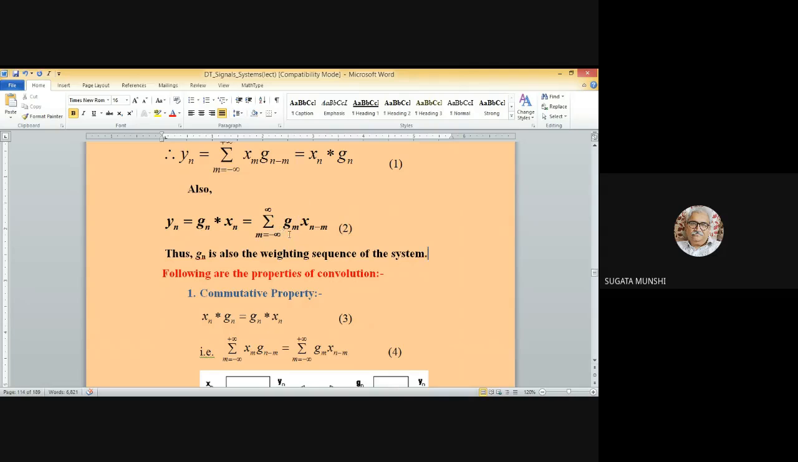And the weights are the samples of the impulse response. g[m] represents the sample of the impulse response. So these samples of the impulse response, g[m], for different values of m, serve as weights for these input samples. They are multiplied by the weights and then the summation is taken.